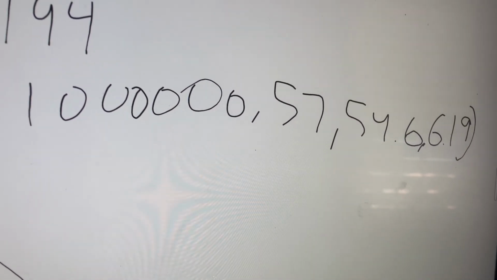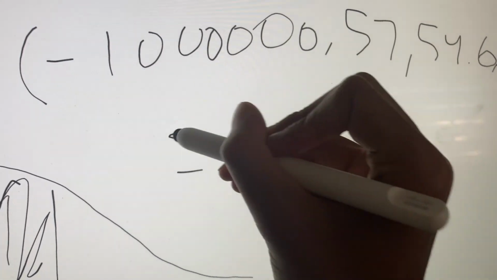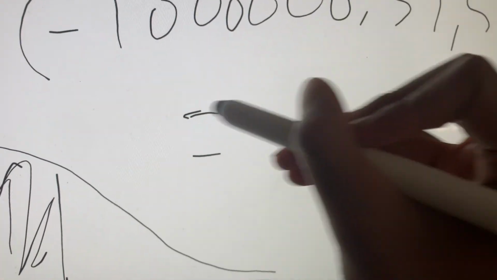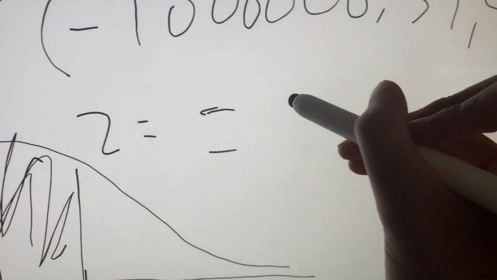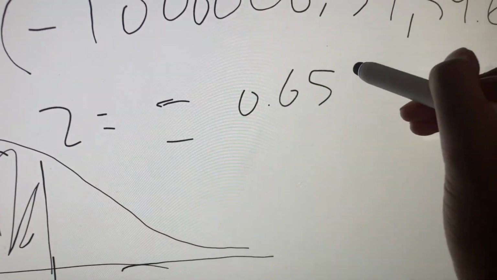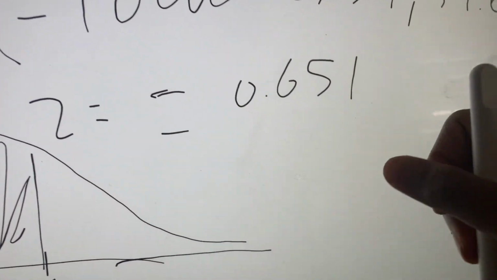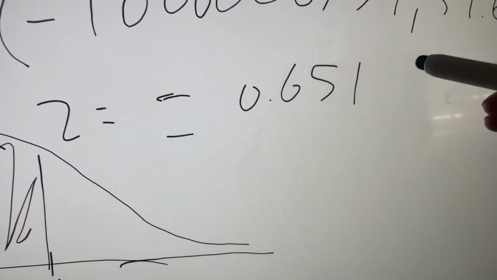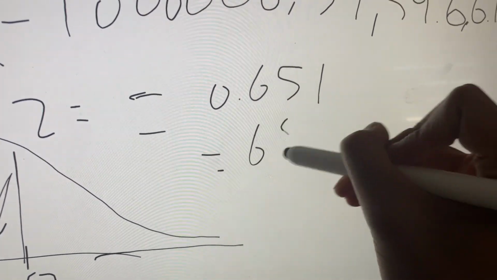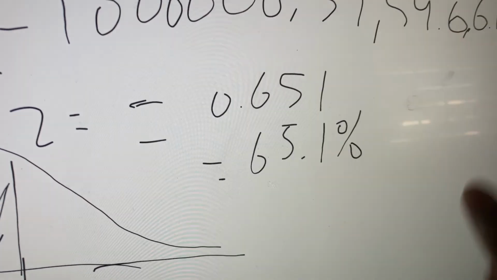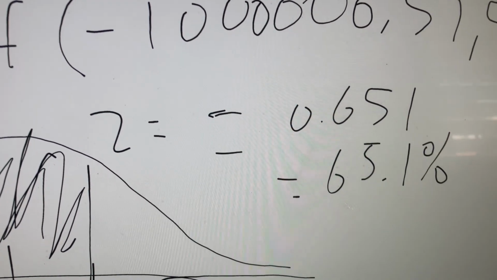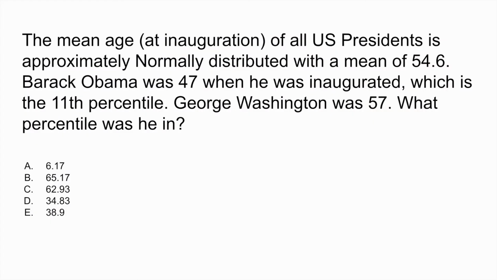That tells us that the result is about 0.651, which is 65.1%. Out of the values, we see that 65.1% is very close to 65.17%, which is option B over here.